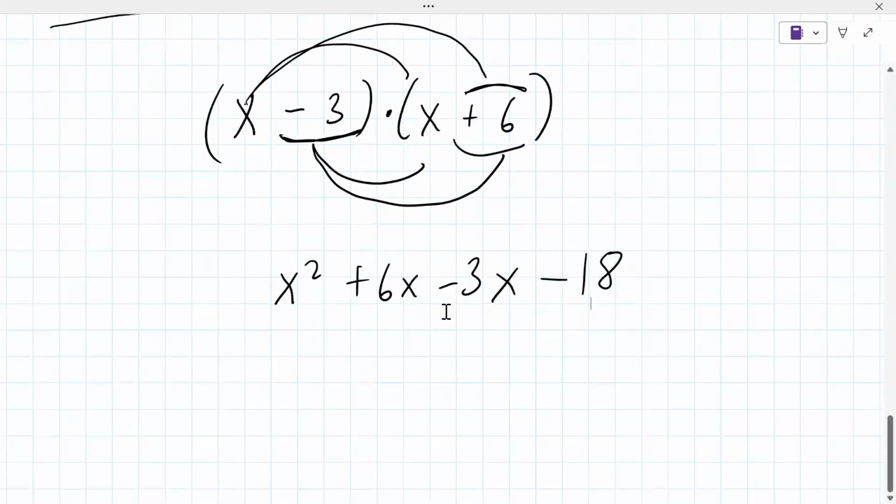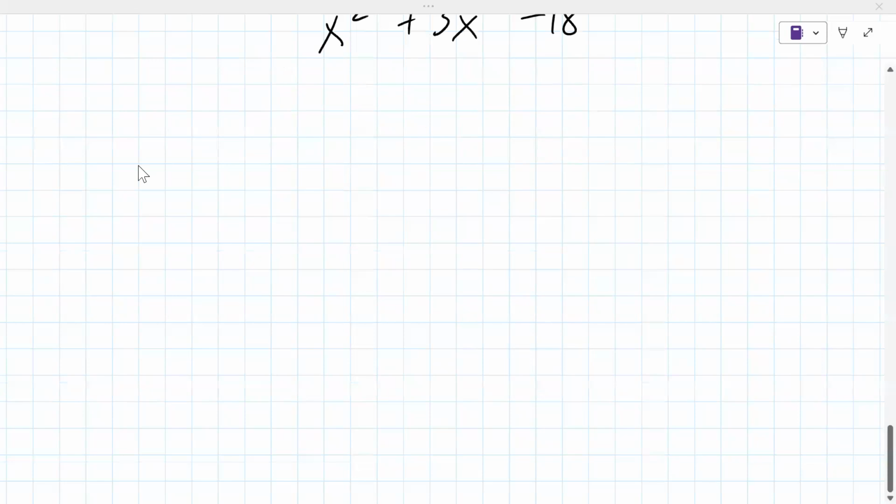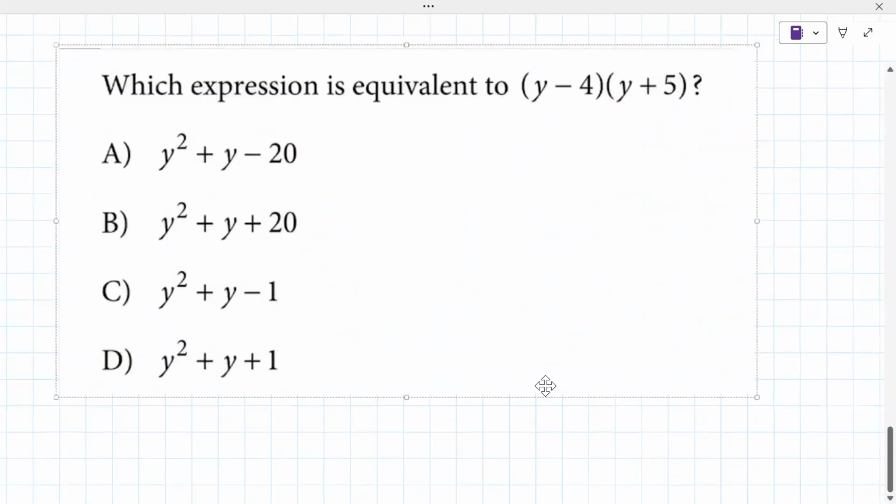Okay. Combine the two middle terms here, please. That would be 3x. Okay, very good. All right, so here is one to try on your own, please. This is a legitimate SAT, ACT question you might see, so give that a try.